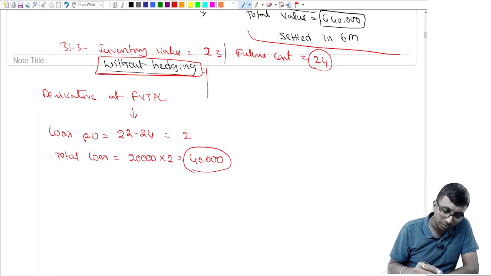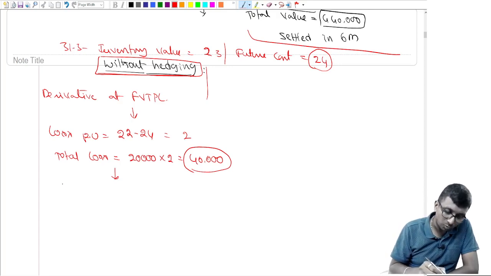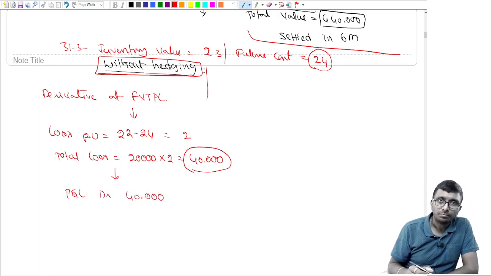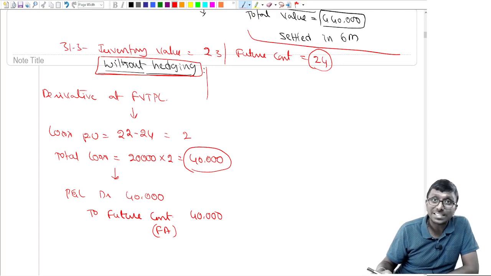So 40,000 loss, what will the journal entry be? Loss account debit, I mean, it will affect my profit and loss, and credit to future contract. It is unfavorable for me. We will hit the profit and loss, debit 40,000 rupees, and credit the future contract account. This will be lying as a liability in your balance sheet because it is not yet settled. It is the position as of 31st March.